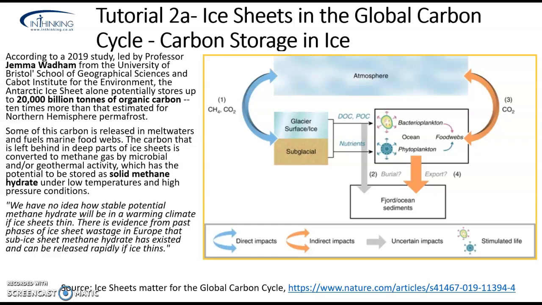There's evidence from past phases of ice sheet wastage in Europe that sub-ice sheet methane hydrate has existed and can be released rapidly if ice thins. So this carbon storage that little is known about has great potential to release huge quantities both into our atmosphere and into our ocean systems, which we can see here. There's both direct and indirect impacts of carbon release.